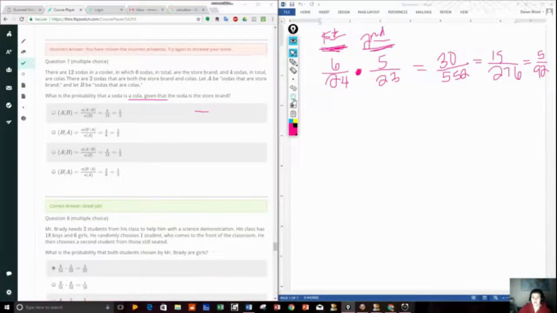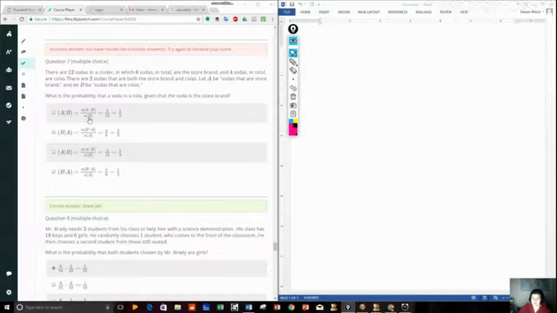Okay, question 7. There are 12 sodas in a cooler in which 6 sodas in total are the store brand and 4 sodas in total are colas. There are 2 sodas that are both the store brand and colas. Let A be sodas that are store brand and B be sodas that are colas. What is the probability that a soda is a cola given that the soda is a store brand?